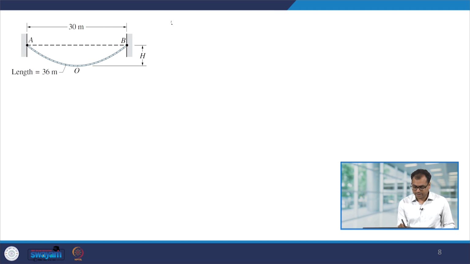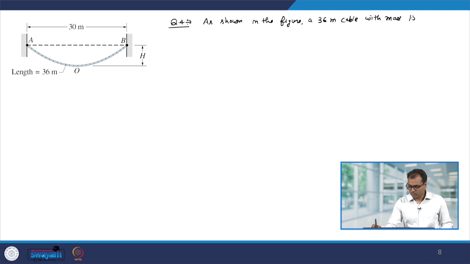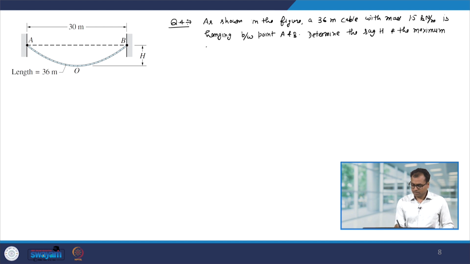Now, let us look at one more example on the cable which is suspended under its own weight. So, here the problem statement is, as shown in the figure, a 36 meter cable with mass 1.5 kilonewton per meter is hanging between point A and B. Determine the sag H and the maximum tension in the cable.